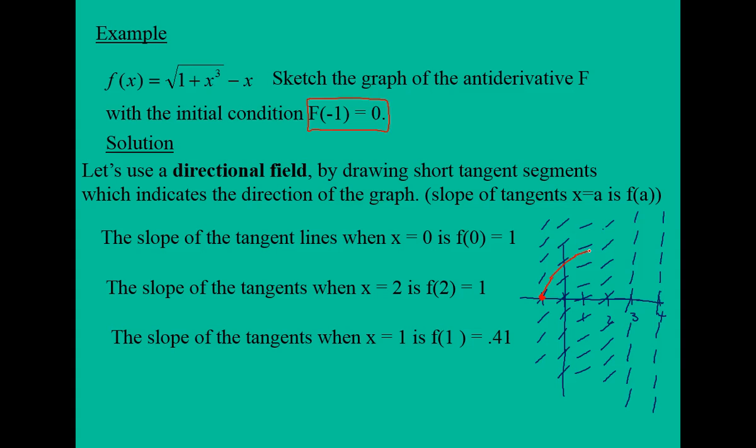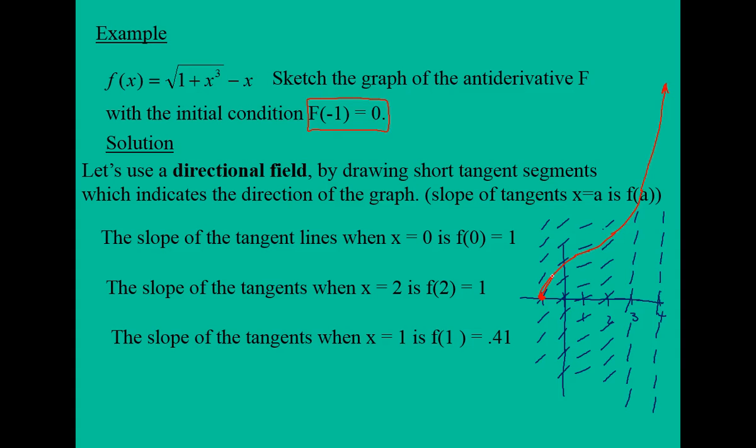But now as I let x get larger and larger, here being parallel to the tangent lines at x equals 2, the slope again I believe was 1. But now as we go to 3, you can see the graph should be very, very steep. And as we get to 4, the graph is going to be very, very steep there. So this is the graph of the antiderivative using a slope field.